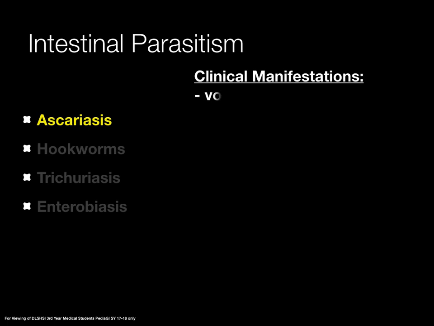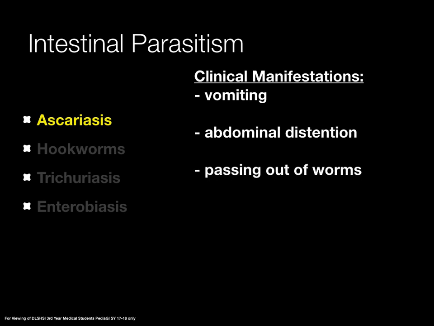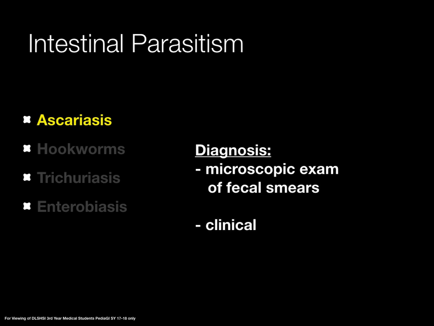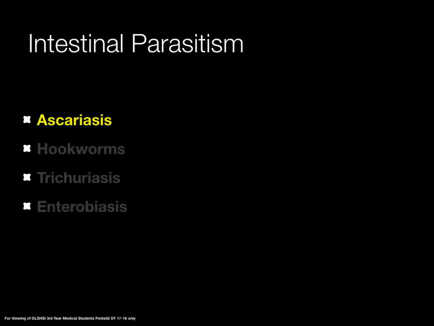Clinical manifestations are vomiting, abdominal distension, passing out of worms in vomitus and in stool. Diagnosis is made by microscopic exam of fecal smear. Clinical manifestation should also be considered. Prevention is universal treatment of children in the primary school.